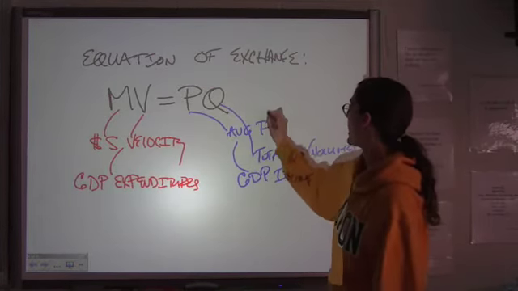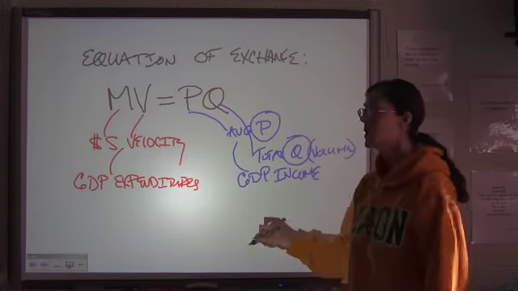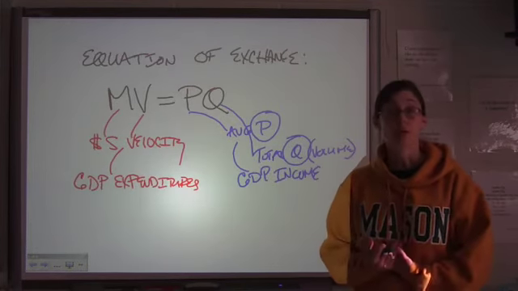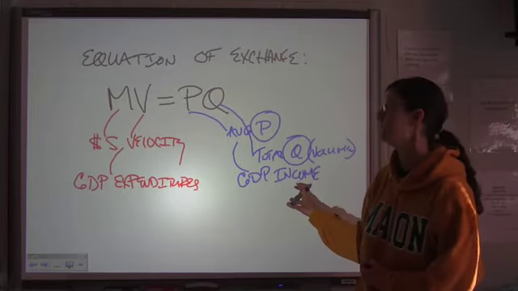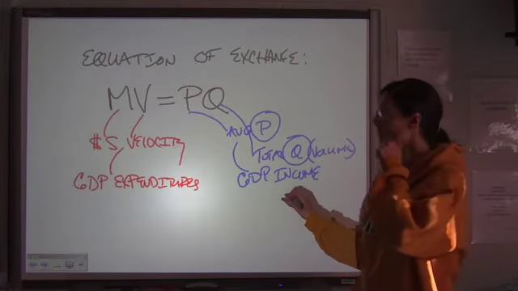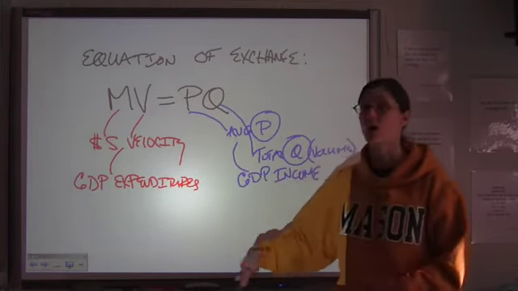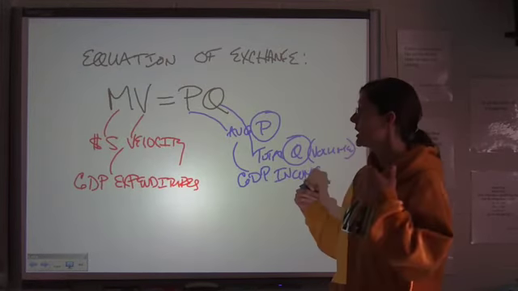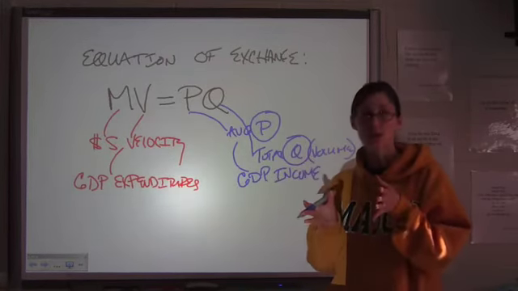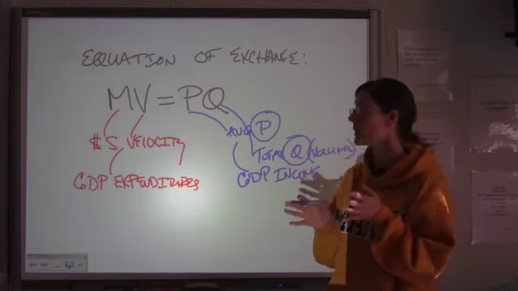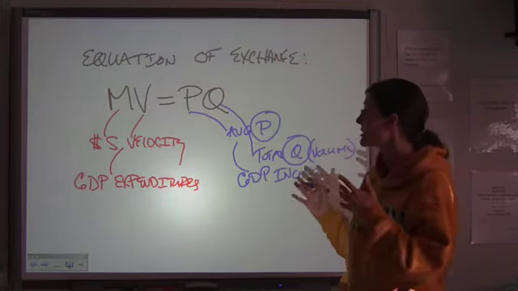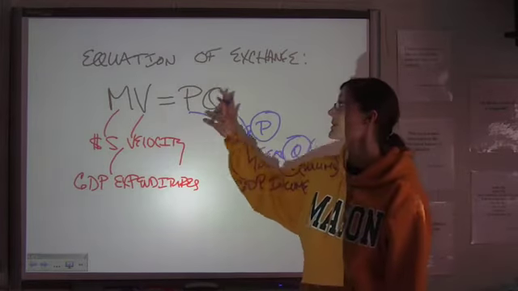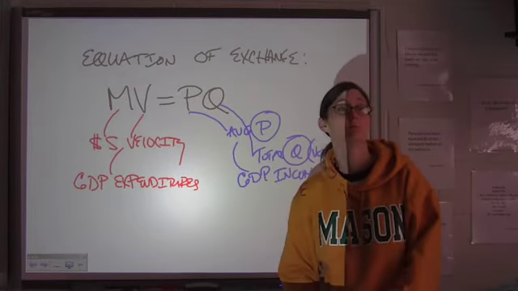Because if we're talking about price times quantity, we're talking about people earning money. That's income. Okay? So this is our equation of exchange in terms of money, how fast it's moving. If we're talking about monetary targets, then one of the ways we can look at that is in terms of keeping this stable and balanced.